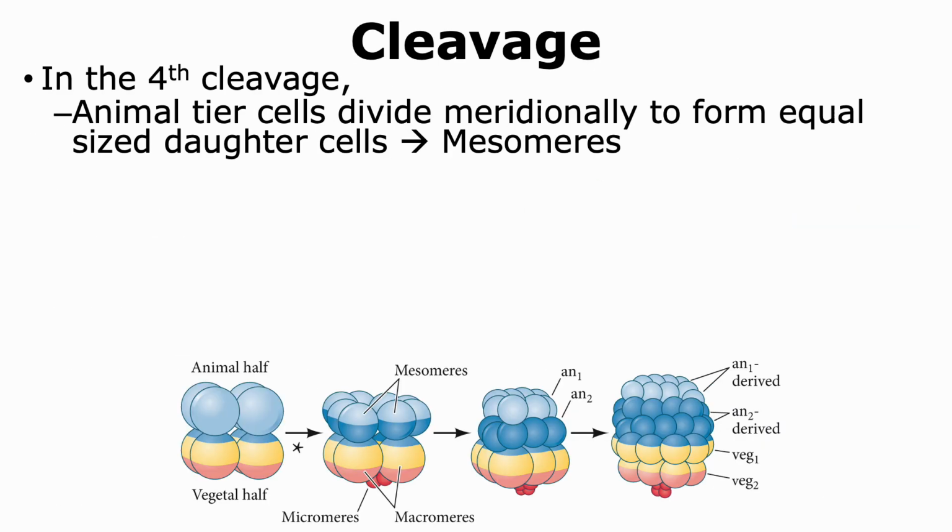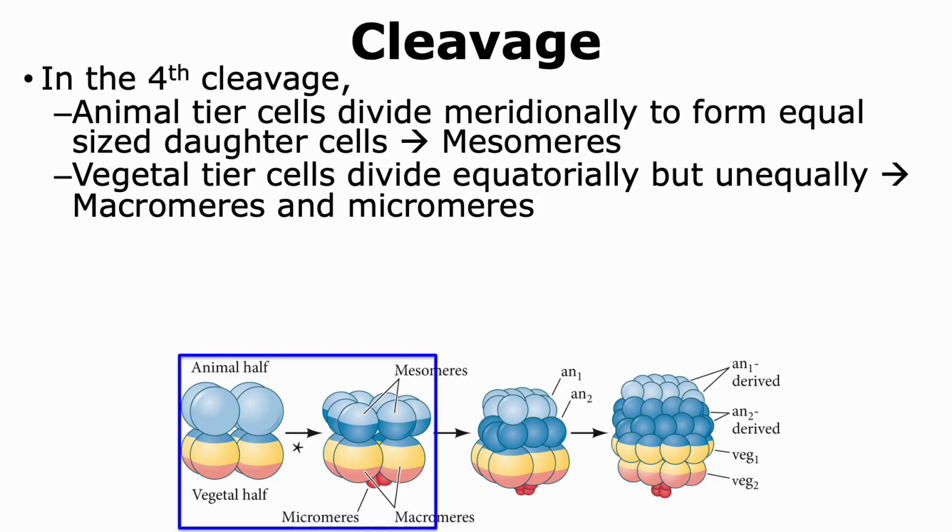Now, in the fourth cleavage, what happens is the animal tier cells, which is the part that is on the animal side, they divide meridionally to form equal-sized daughter cells called mesomeres. This is what is basically shown in the box. So in the box, when we look at the animal half of the cells, they have undergone meridional cleavage to form equal-sized daughter cells that are called mesomeres.